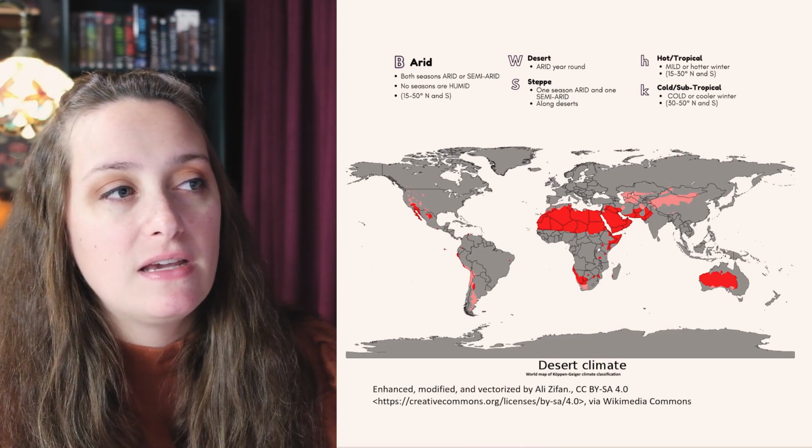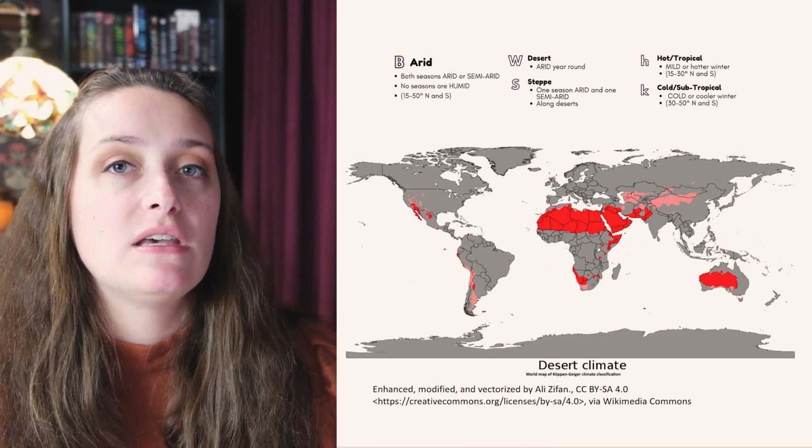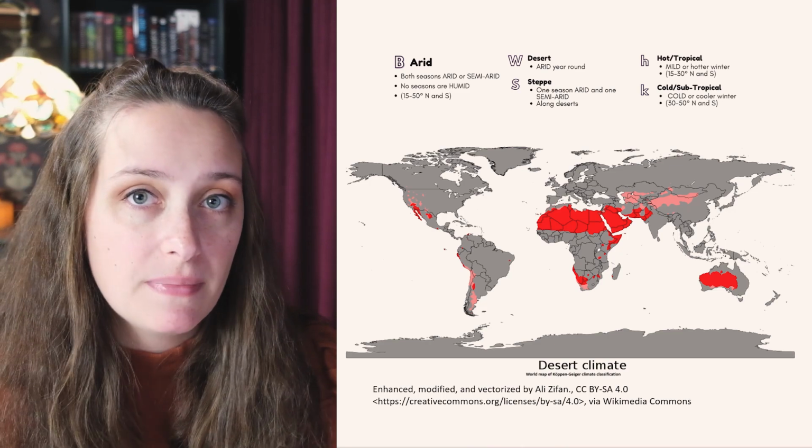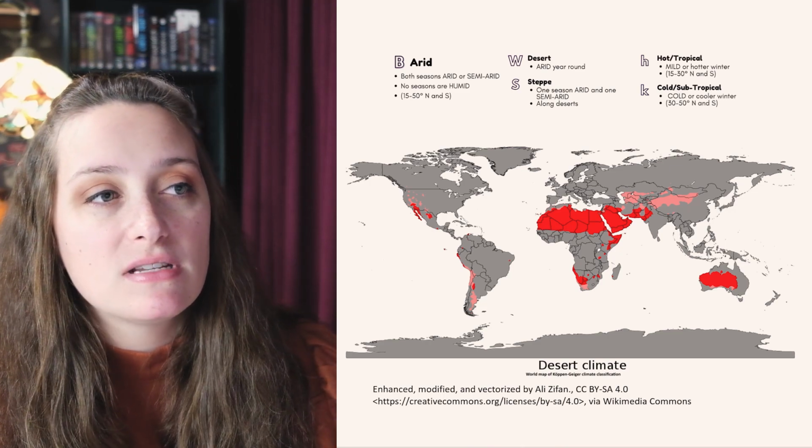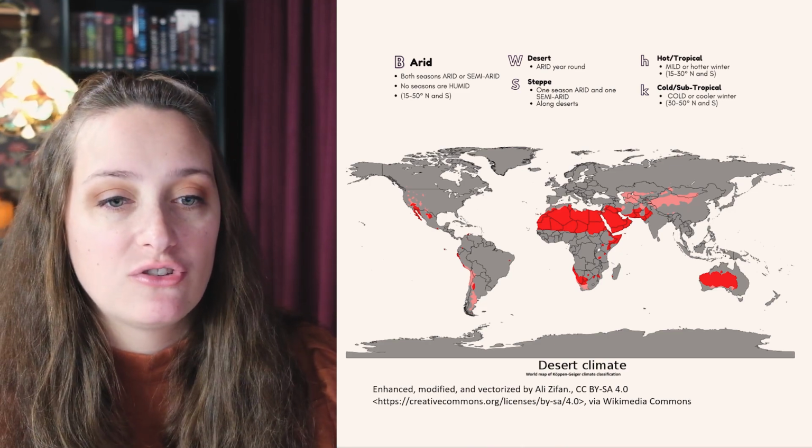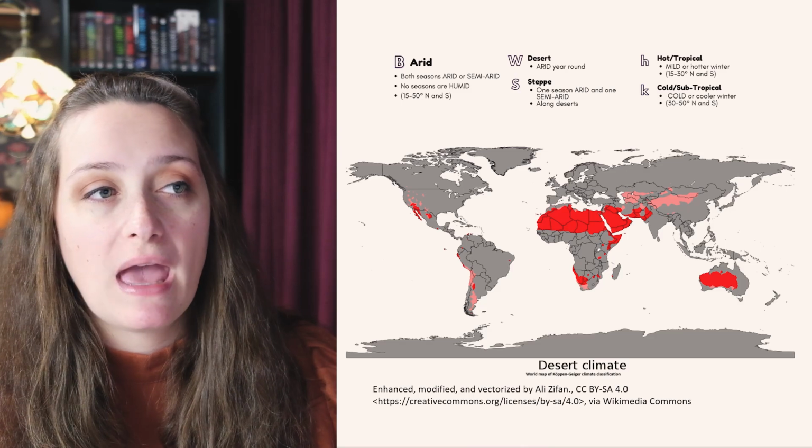And then our last one here is BSK, which is the cold semi-arid, or steppe classification. And these are typically at higher elevations and tend to be next to BWK climates.